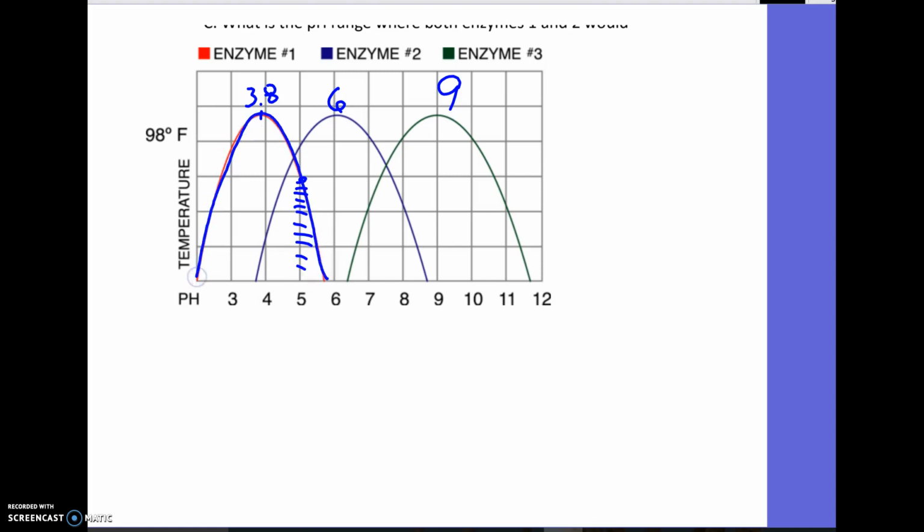So it works anywhere under this little hump here. This enzyme works all here. But its peak, its best optimum would be 3.8. Is there a pH where all 3 enzymes work? No. So some people were getting this wrong. If I color this in, you'll see there's no place where all 3 colors overlap. Therefore, there is none.